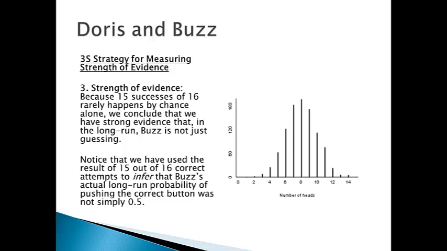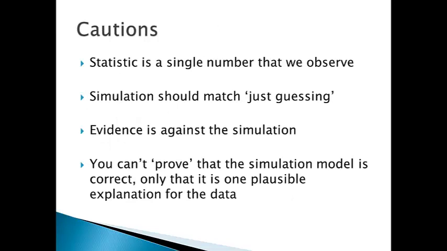From this, what can we conclude? Well, we can conclude that what happened in the study, that is Buzz pushing the correct lever 15 out of 16 times, is quite unlikely to occur just by chance, that is, if Buzz is just guessing. A few words of caution.